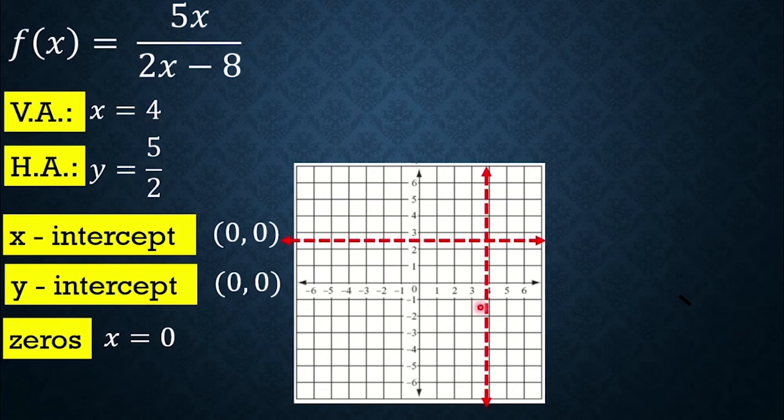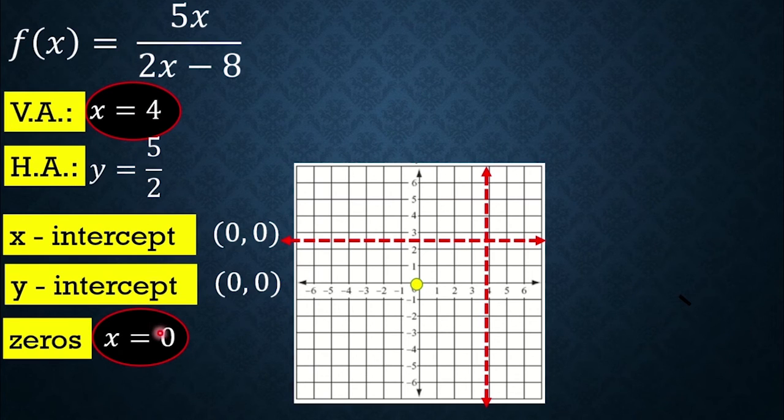So first, ilalagay natin sa graph is the vertical asymptote and then the horizontal asymptote. So that line, red line, is the vertical and the horizontal asymptote. And the next step is to plot the x-intercept and the y-intercept. So since it's 0, so it remains there, 0. So next is the vertical asymptote and the zeros. So yun yung gagamitin ninyo to find the interval.